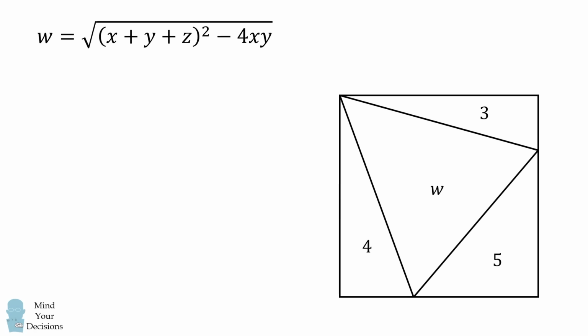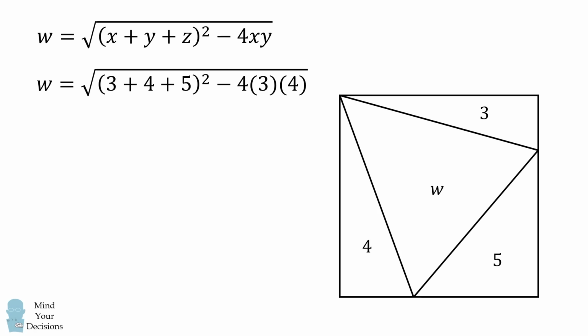So go back to the original problem where we have 3, 4, and 5. We can easily solve for W by substituting in and then simplifying. W is equal to 4 times the square root of 6, which is approximately equal to 9.80. And that's our answer. I think it's incredible that there's such a simple formula to solve all problems of this type.